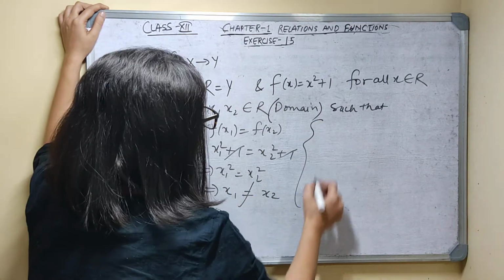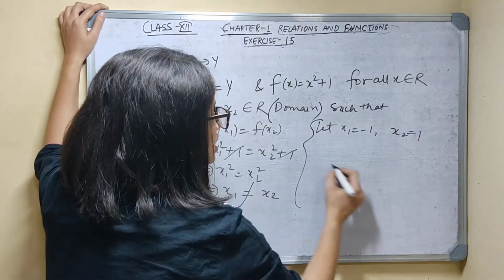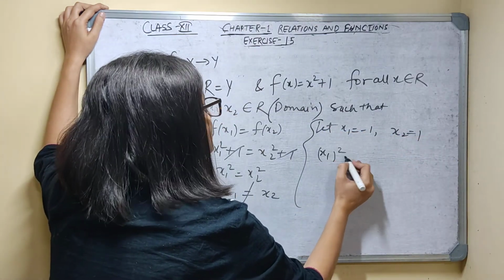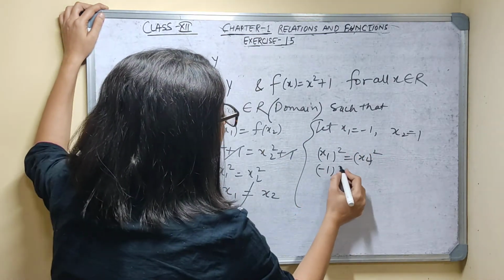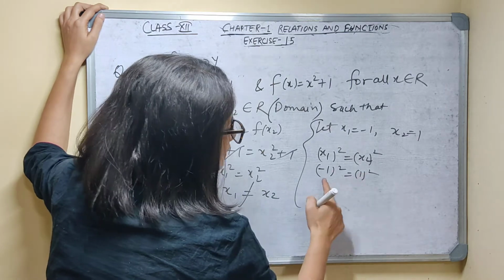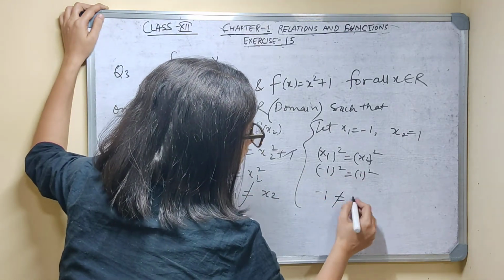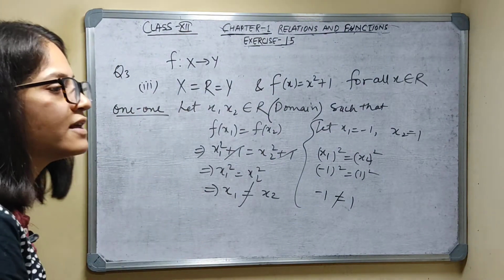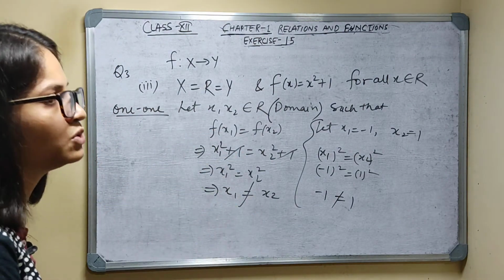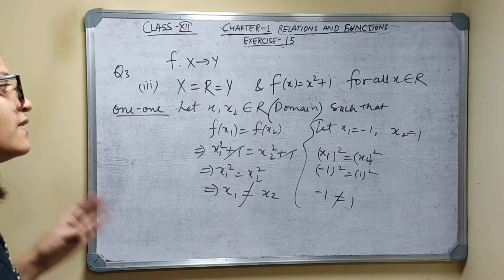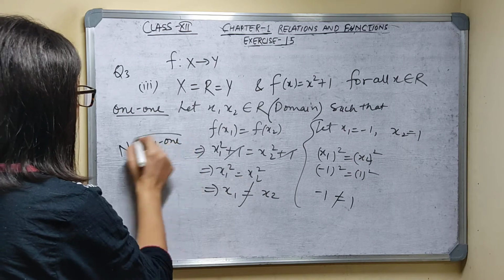Let's say x1 I am taking minus 1, x2 I am taking 1. So x1 square is equal to x2 square, that is 1 only. Minus 1 whole square is equal to 1 square, that is 1 is equal to 1. But here minus 1 is not equal to 1, but their squares are equal. So I can say f(x1) is equal to f(x2), but x1 is not equal to x2. So this is not a 1-1 function.